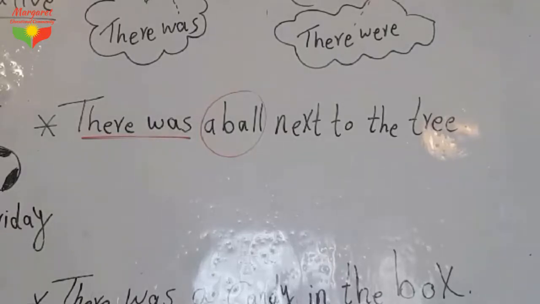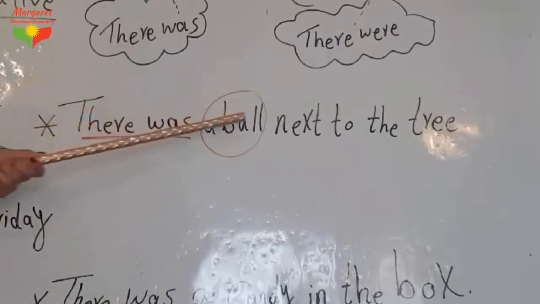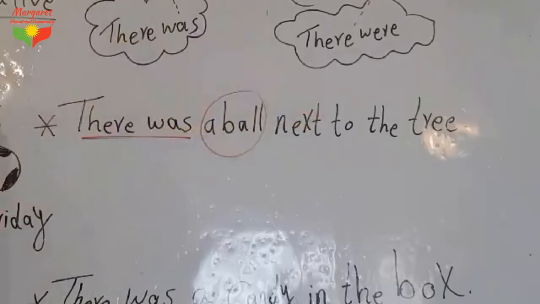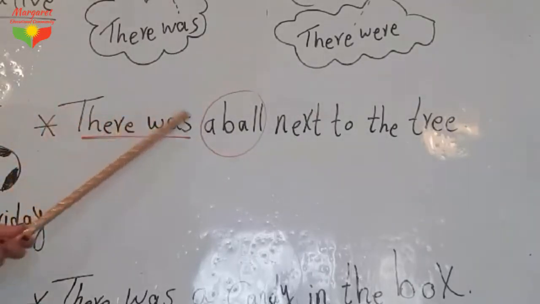So, we have a tree and there's a ball next to that tree. How can I talk about that in the past? I mean that last Friday, there was a ball next to the tree. Last Friday, there was a ball. I used there was. Why? Because it's about last Friday. Last Friday, something like that happened. So, there was a ball.